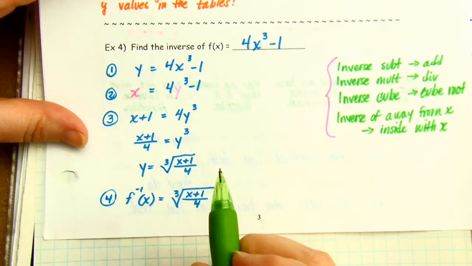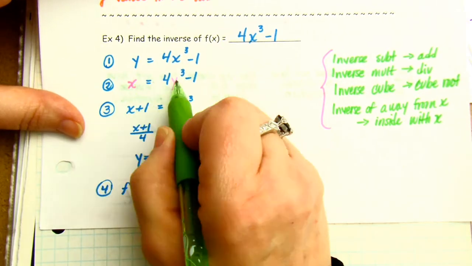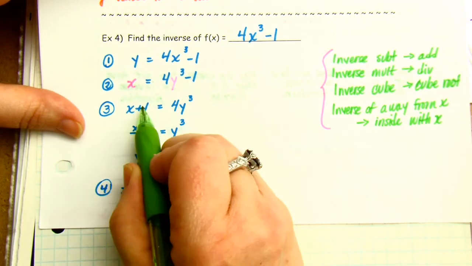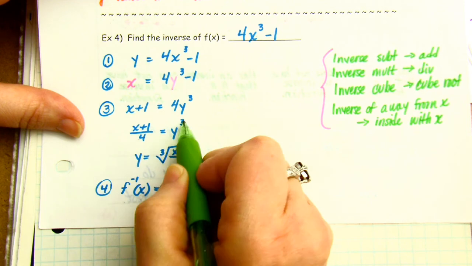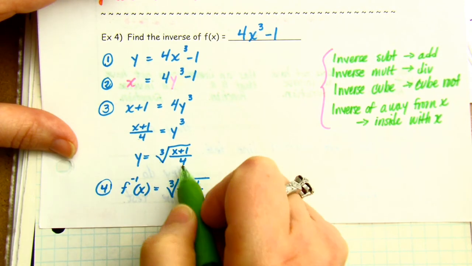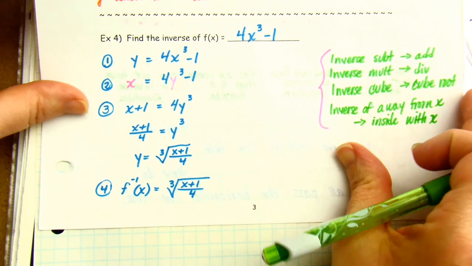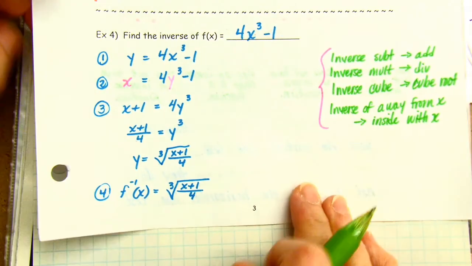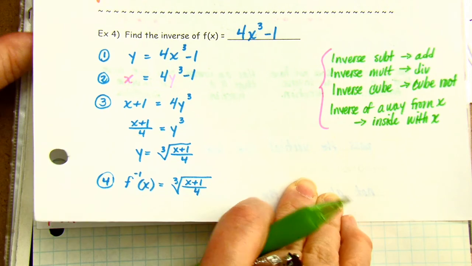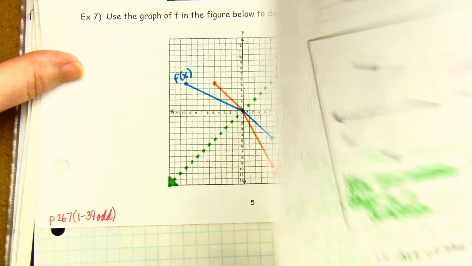And if you look, I'm replacing the f of x with y. I'm switching the x and the y. I'm bringing the 1 over. I'm then dividing by 4. I am then finally taking the cube root. And it is the cube root of this fraction. Okay, it's very regimented. Don't let this be something that's difficult. You have to remember all your equation solving skills. All right, the next page.